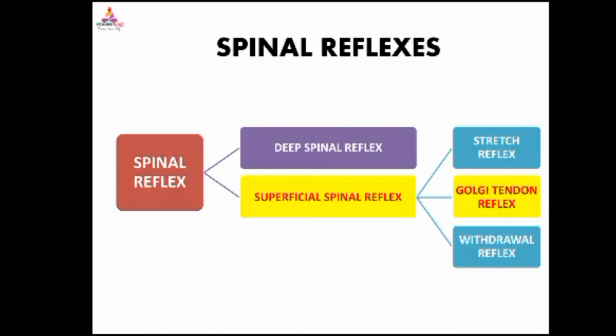Next is the Golgi tendon reflex. The Golgi tendon reflex, also called inverse stretch reflex, autogenic inhibition or tendon reflex, is an inhibitory effect on the muscle resulting from the muscle tension stimulating Golgi tendon organs of the muscles, and hence it is self-induced.